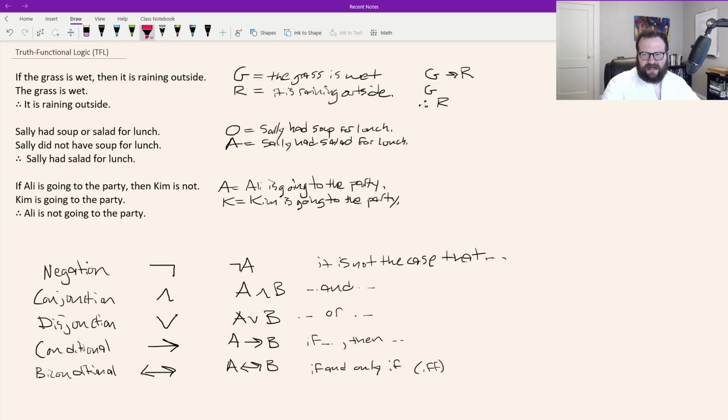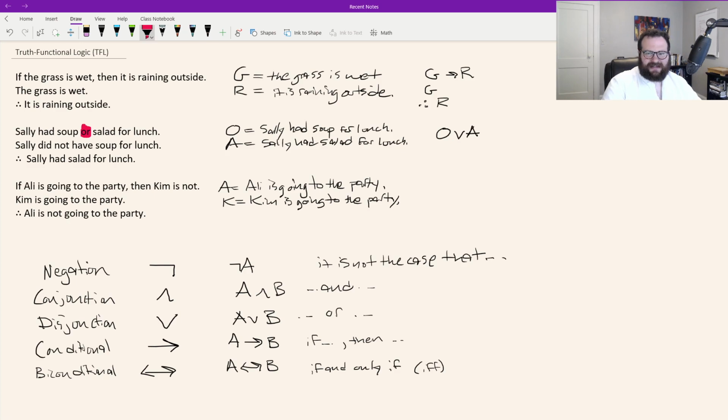Sally had soup or salad for lunch. Well, now we know that we can symbolize this "or" with this large V, right? So we're going to say Sally had soup or Sally had salad for lunch. Okay, that's premise 1. O or A.